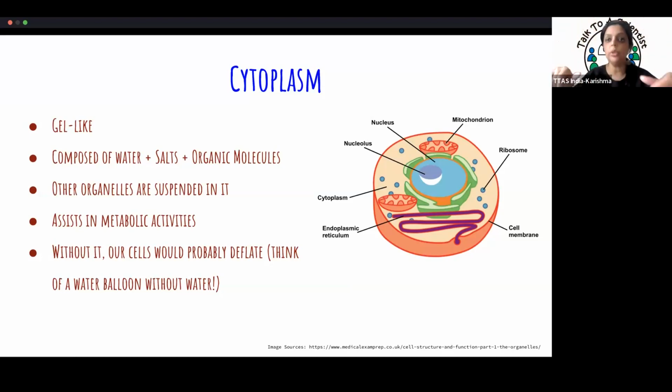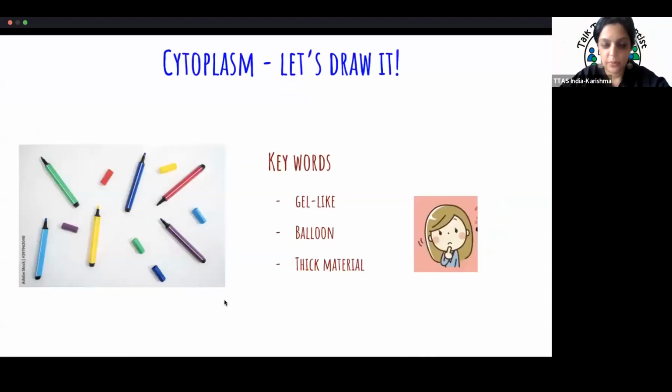So think of it as a balloon. The outside of the balloon is the cell membrane. The inside of the balloon is filled with jelly water. So maybe we draw the cytoplasm now. Next slide, Shreya. So the cytoplasm, where cyto means cell and plasm is like liquid, is gel-like. Think of it like a balloon and it's a thick material.